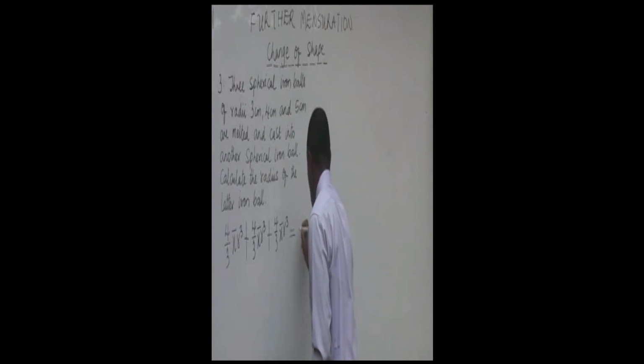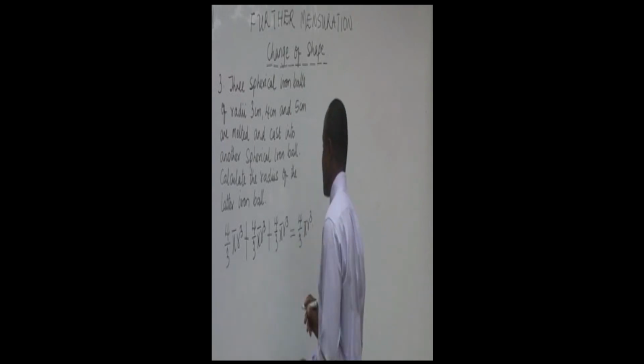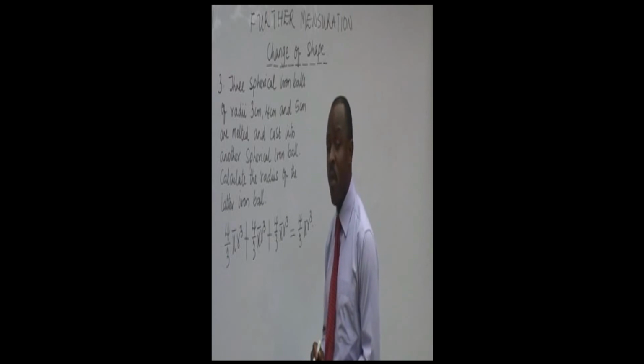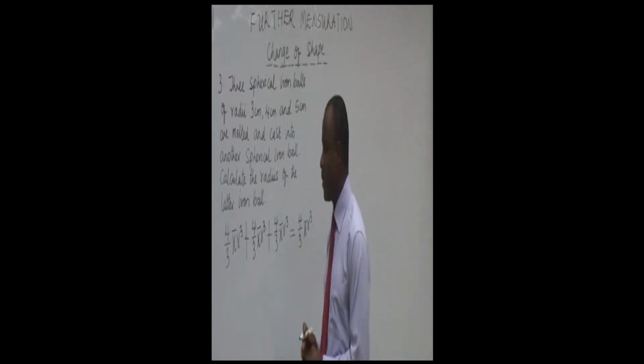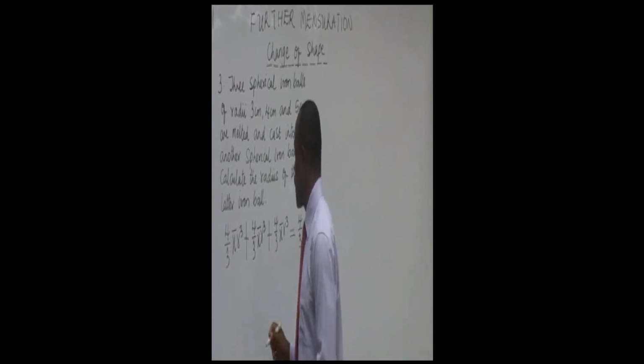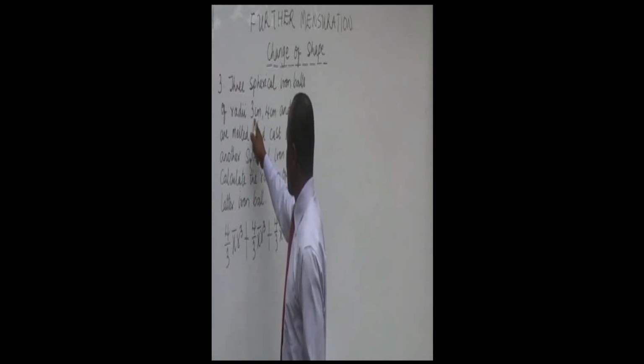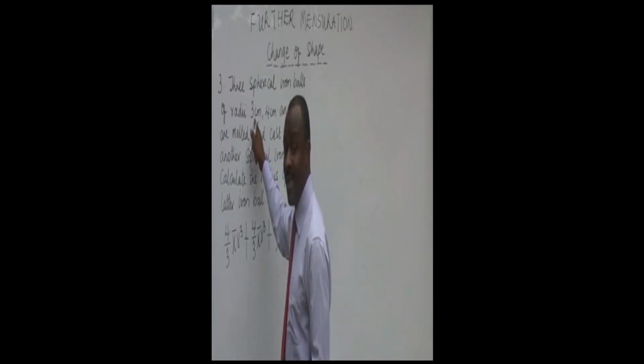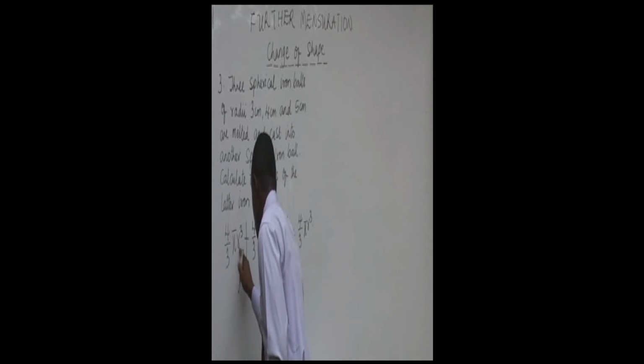It's now going to be equal to 4 all over 3 pi r cubed for the latter spherical ball where they were poured into. So let's begin to substitute. The radius of the first spherical ball is 3 cm. So we substitute 3 here.